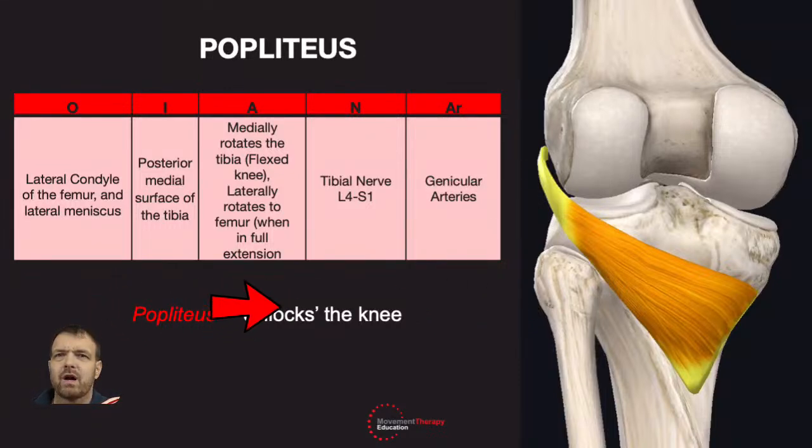the popliteus will unlock the knee. If we have a look at the action, it will medially rotate the tibia, and laterally rotate the femur. Well, this is where it gets a little bit confusing. It depends on the position of the leg.